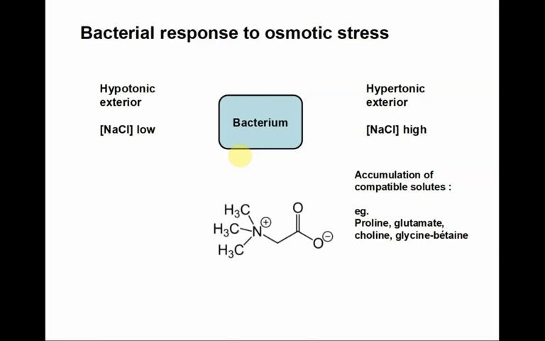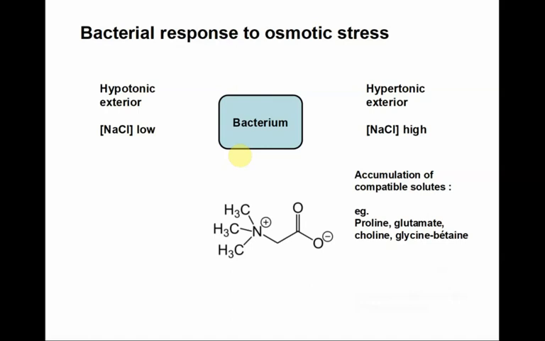So this is the N-terminus. This is glycine as an amino acid, but instead of having 2 or 3 hydrogens here, you've got methyl groups. So this is glycine betaine, and it's very frequently used as a compatible solute.